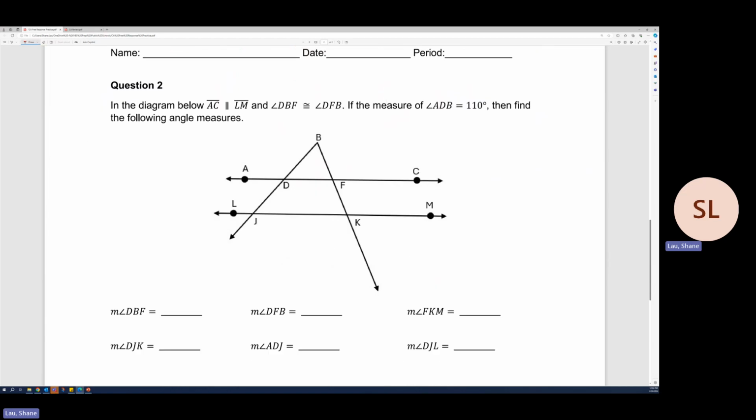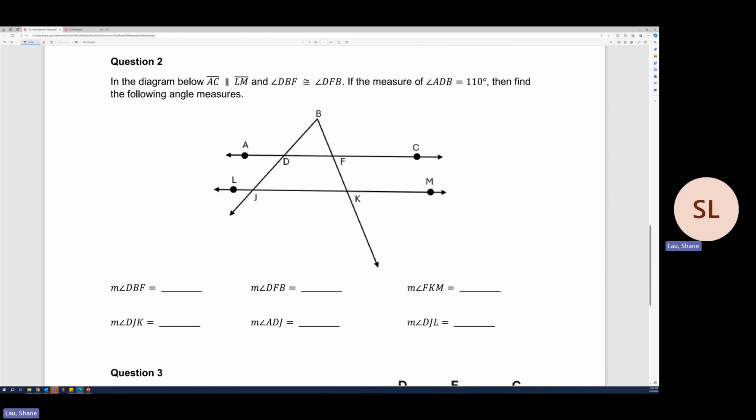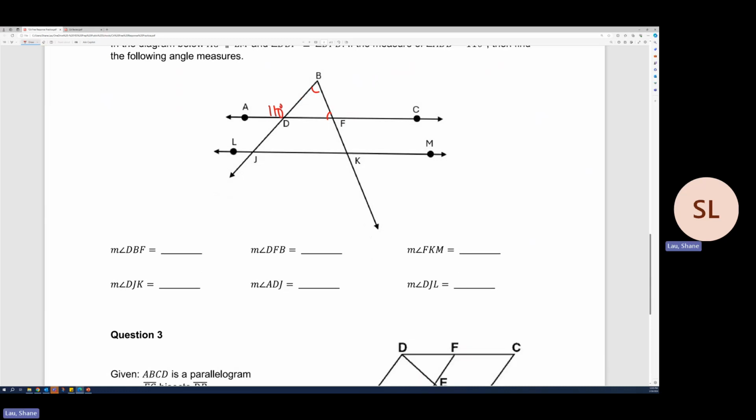Now, question 2. In the diagram below, AC and LM are parallel. DBF is congruent with DFB. Okay, that's definitely some important information. Those two are congruent. If the measure of ADB is 110, which is this one, then find the following angle measures. Okay, here, what I would do, I would establish, well, obviously these 6 is what I'm looking for, but let's just go ahead and fill in the diagram as much as we know.